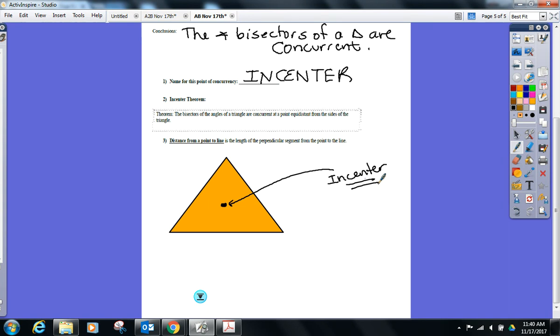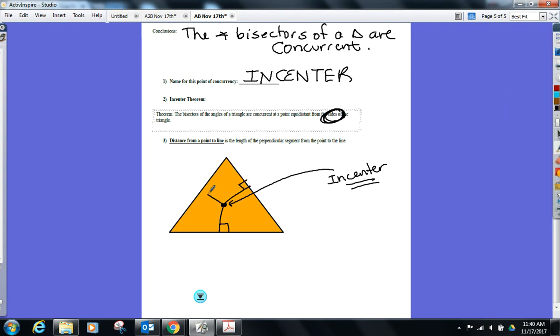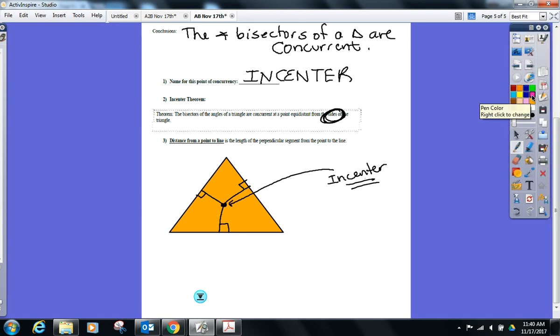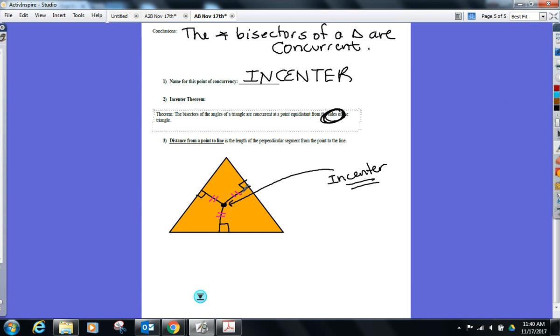Everyone ready? If you read the theorem, it's equidistant from the sides. So what I need you guys to do as best as possible is draw a segment to every side that's perpendicular. Yes, and then those segments are congruent. The incenter is equidistant from the sides, circumcenter equidistant from the vertices.